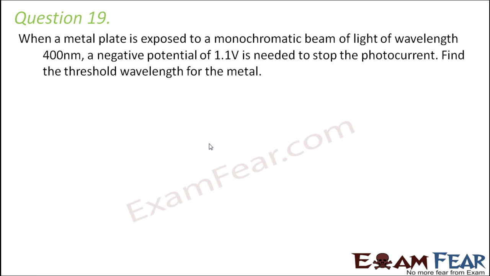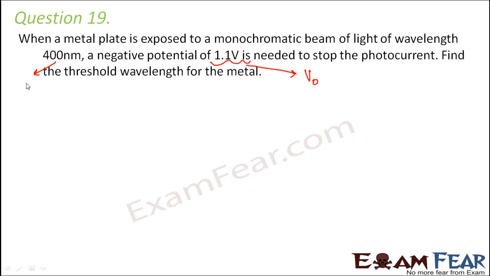Question number 19. When a metal plate is exposed to a monochromatic beam of light of wavelength 400 nanometers, a negative potential of 1.1 volts is needed to stop the photocurrent. Find the threshold wavelength for the metal. Now, a negative potential of 1.1 volts is needed to stop the current. This shows that this is nothing but the value of the stopping potential.